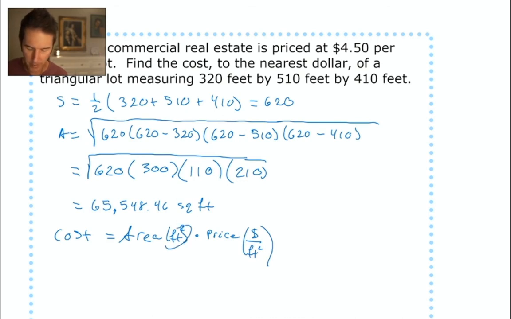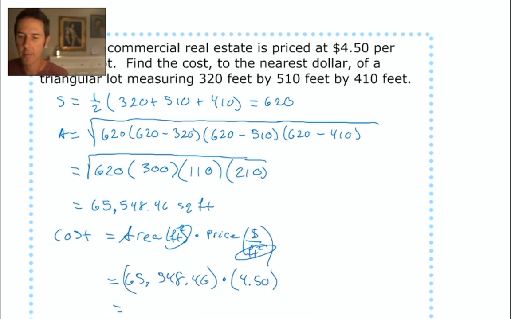Notice that square feet here and square feet here are going to cancel, leaving us just with the dollar sign, which makes sense because we're solving for cost at this point. So we want our final answer to be in dollars. So I'm going to take the area, 65,548.46, and I'm going to multiply that by the price per square foot, which was $4.50. And that is equal to, I still have my number of square feet up on my screen, except it's an exact value. So my screen actually says 65,548.45536.